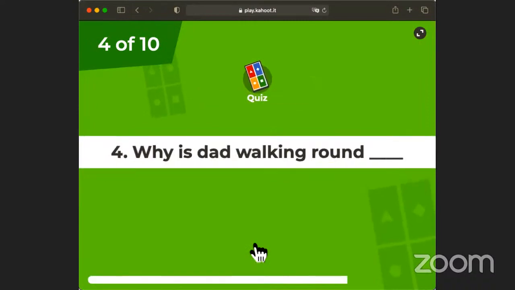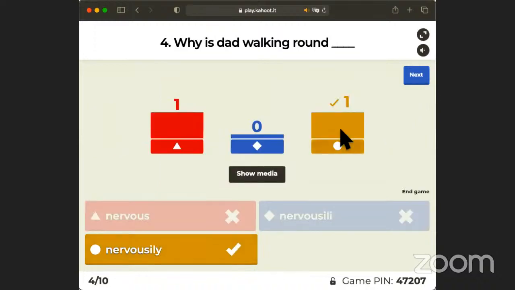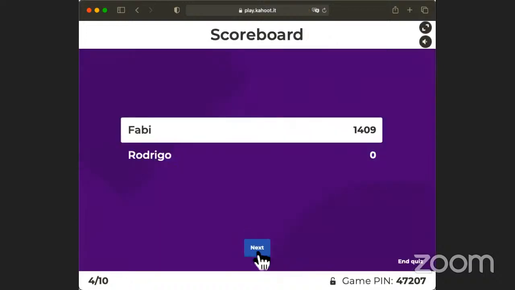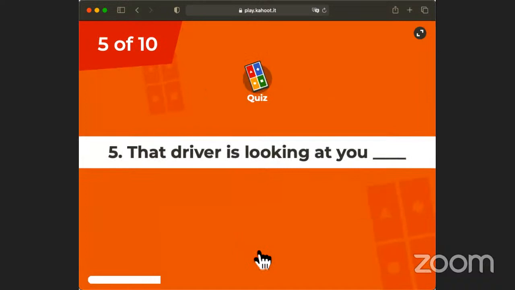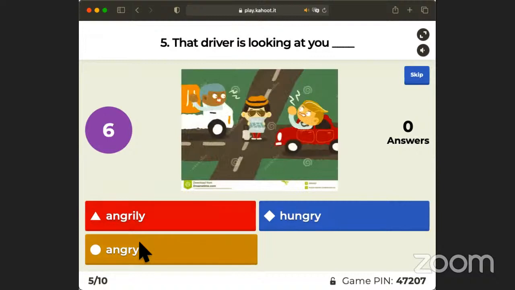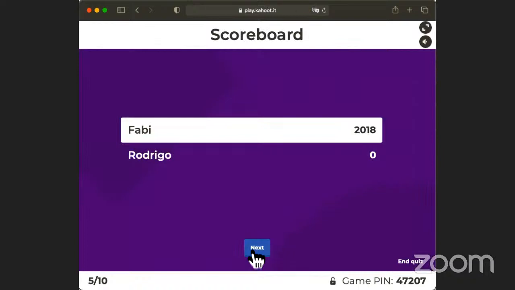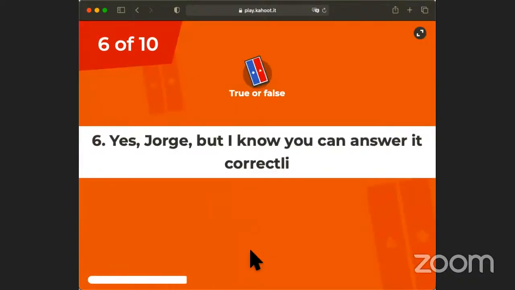Why is he walking around nervously? Nervously. All right, see the next. It's fine if you're making mistakes. That's how we learn. Number 5, that driver is looking at you angrily, hungry, angry. Angry, yes. All right.